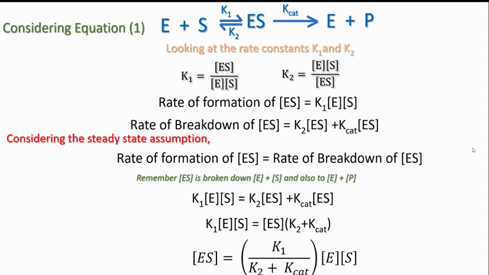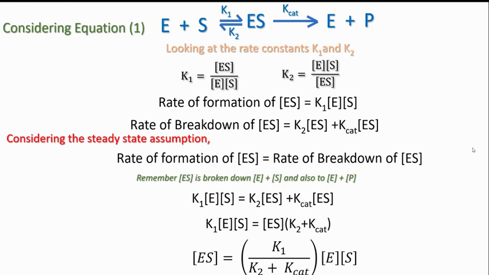Now, let's look at the formation of ES. The rate of formation of ES is K1 multiplied by E and S. The breakdown of ES is K2 multiplied by ES plus K cat multiplied by ES. Now, when we consider the steady state assumption, we say that the rate of formation of ES is equal to the rate of breakdown of ES, and breakdown is in two ways. ES is broken down to E and S, and also ES is broken down to E and P.